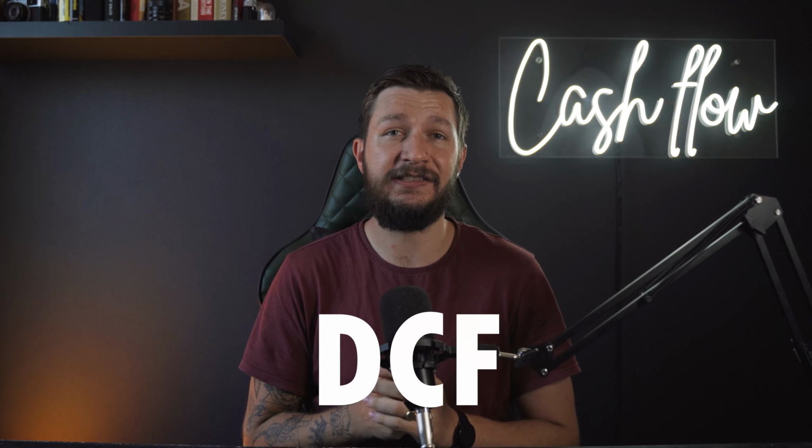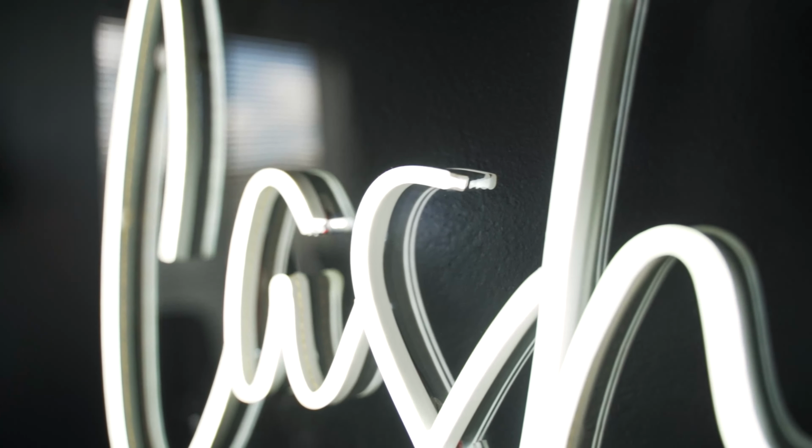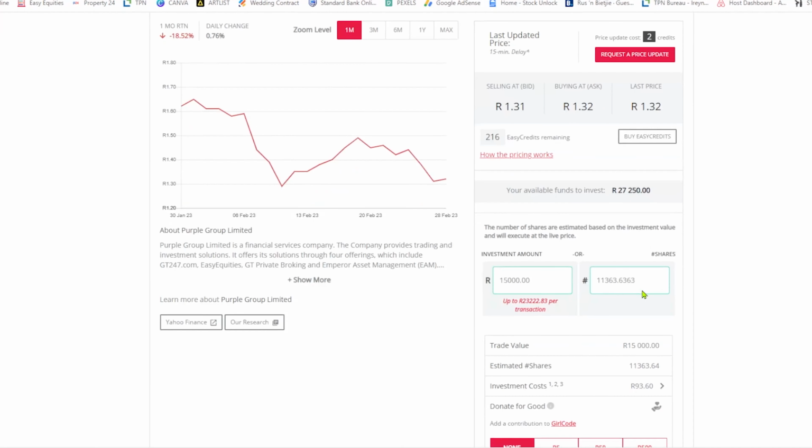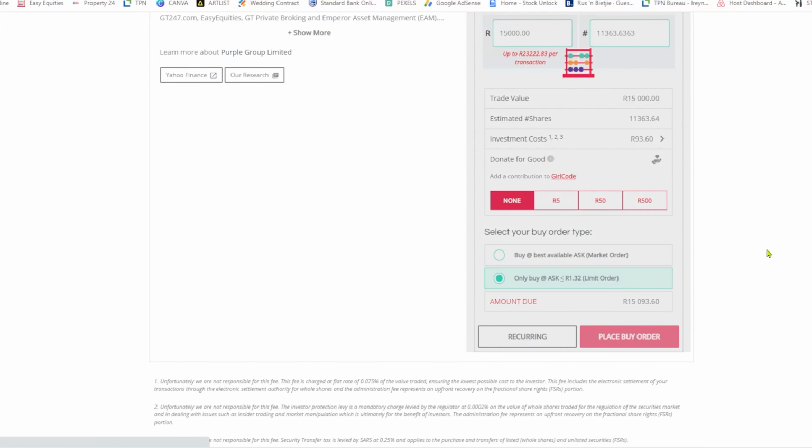Stick around because I'll be sharing with you guys how we can actually determine the intrinsic value of a stock using one of my favorite methods, which is called the discounted cash flow model. Just remember that this is simply one way of valuing a stock, and this just forms part of my method of fundamentally analyzing companies before I invest my hard-earned money into that said company.